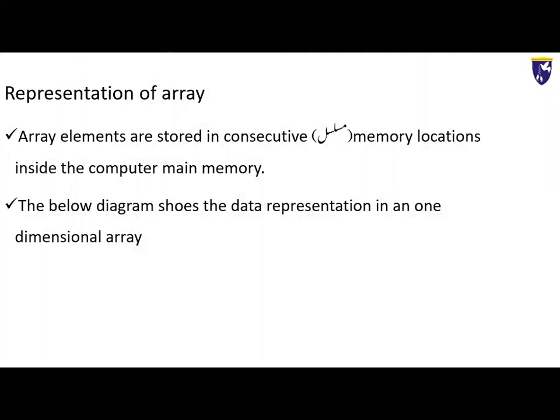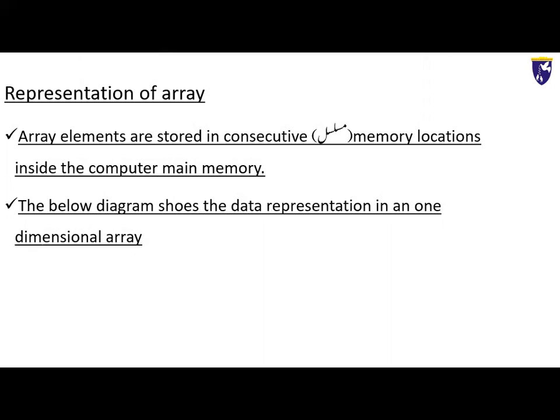Now come to the topic. The topic is representation of array. Array elements are stored in consecutive memory locations inside the computer main memory. Here we are discussing the elements of the array. Elements means the data items of the array, which are stored in the main memory in a consecutive way. Consecutive means they are stored one after another in memory, with index numbers starting from 0, 1, 2, 3, 4, as we discussed in our previous topic. So the below diagram shows the data representation in a one-dimensional array.